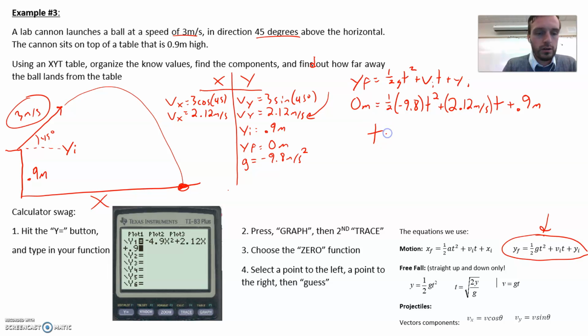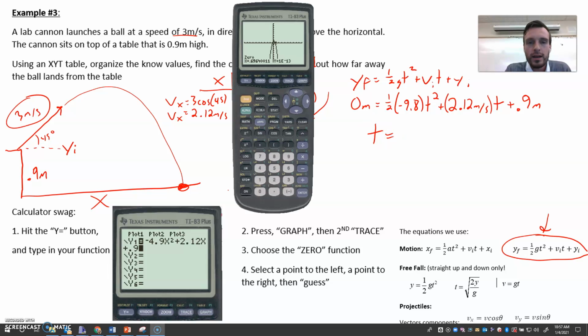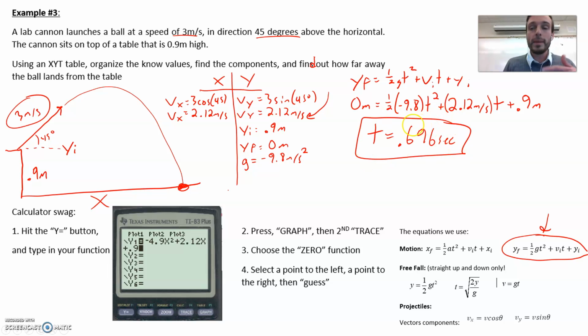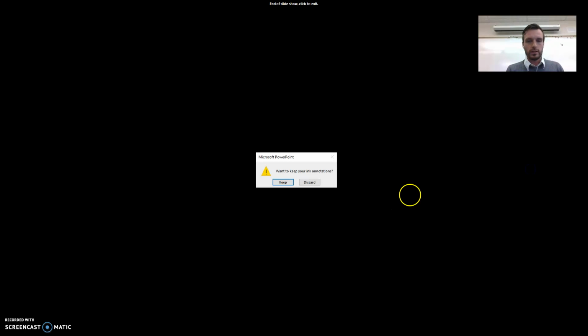The calculator just solved for time, and it says that time is 0.696. So this is how you can use your calculator and the function button to make it solve for time when you run into this tricky equation. The last part is actually really easy now because we know that distance is equal to velocity times time, and our x velocity was 2.12 meters per second. We just did the hard part to find the time, and now we plug that into our calculator to get our final answer.